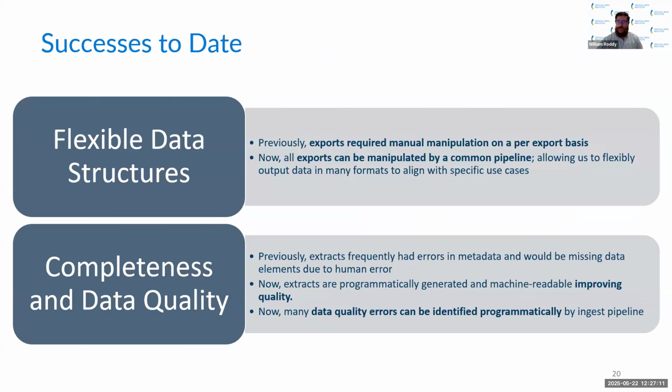If we jump to the next slide, I can highlight a couple of the successes that we've had so far. The first one is really this flexible data structure. Kasey was talking about the differences between the flat CSV structure versus having it in JSON. And that's really one of the key pieces that enables us to do this kind of work and do it so quickly.